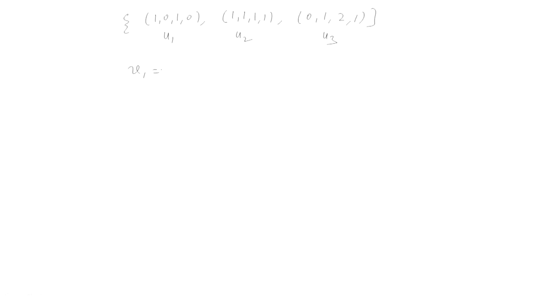So, v1 is equal to u1 by the Gram-Schmidt process. V2 will be equal to u2 minus the inner product of u2 with v1 upon norm of v1 square times v1, which is 1, 1, 1, 1 minus, the inner product of u2 with v1 is 1 plus 1, 2, upon norm of v1 square. V1 is u1 and its norm square is 2, and v1 is 1, 0, 1, 0. So, this is equal to, the 2s cancel out, 0, 1, 0, 1. Now, if you take the inner product of this with v1, that means 0 plus 0 plus 0 plus 0, which is 0. So, that means we are going in the right direction.